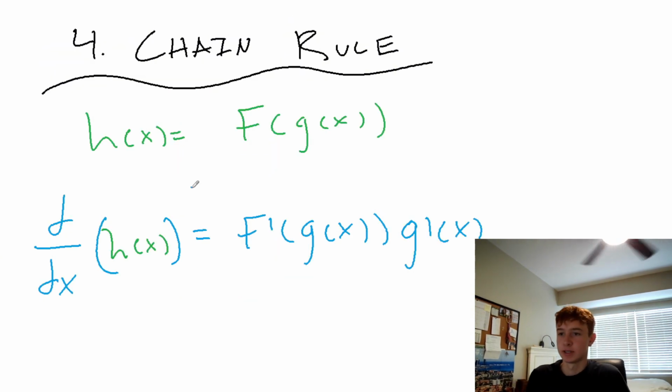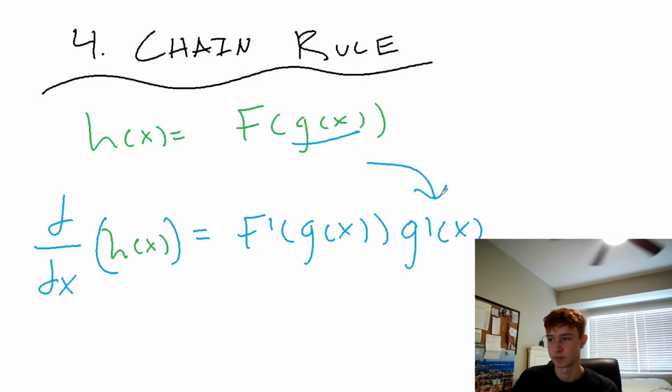If we have a function h of x that looks like this, f of g of x, so it's one function inside of another, to find the derivative of that h of x function, we're going to first take the derivative of the outside function. So we're going to have f prime of g of x, and then we're going to multiply that by the derivative of this inside function. So multiply it by g prime of x. And this can go on for as long as it needs to, as big as the chain is.